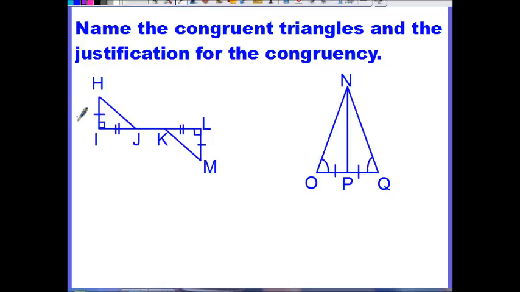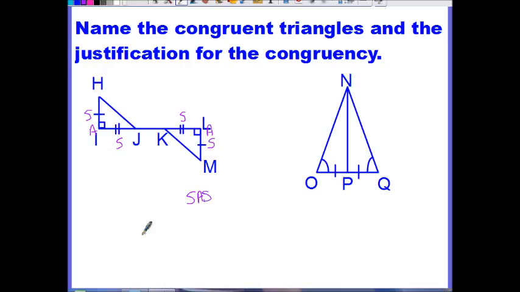Alright, before we start our proofs, here we go, a little bit more. Name the congruent triangles and the justification for the congruency. So what we're going to do here is write a congruency statement, and state why they're congruent based on the picture. Now, I look at my two triangles. I have two side congruencies and one angle congruency. The angle is an included angle. It's smashed in between the two sides. So my triangles would be congruent by side, angle, side.